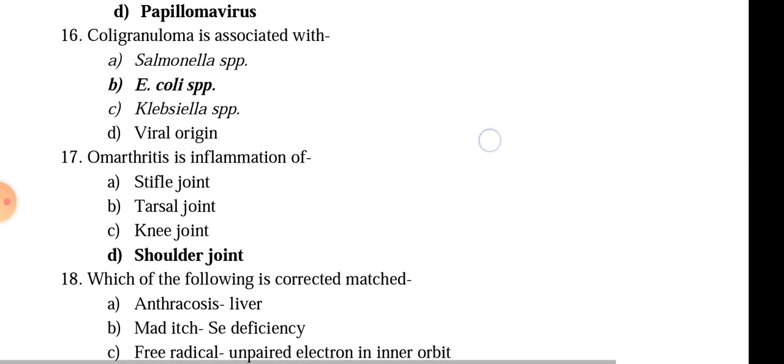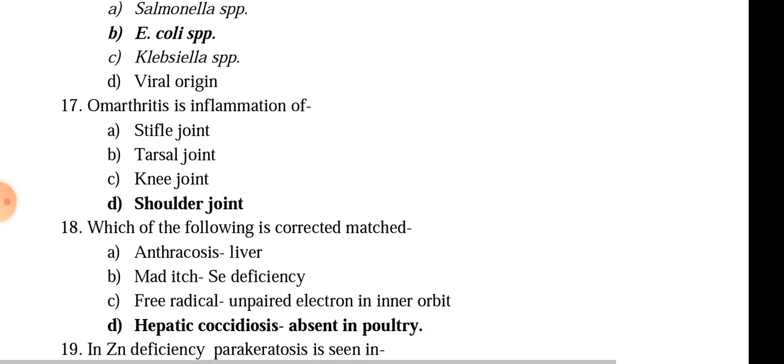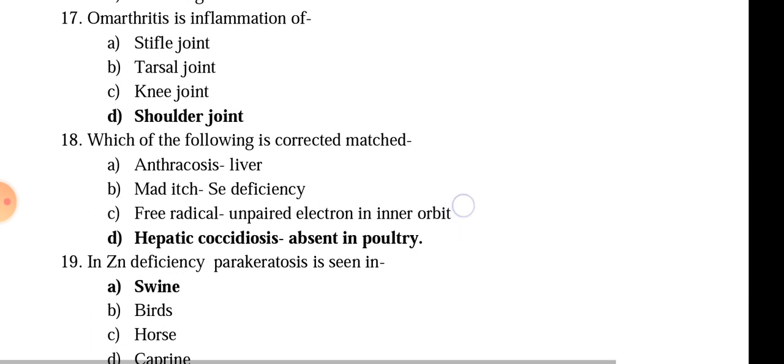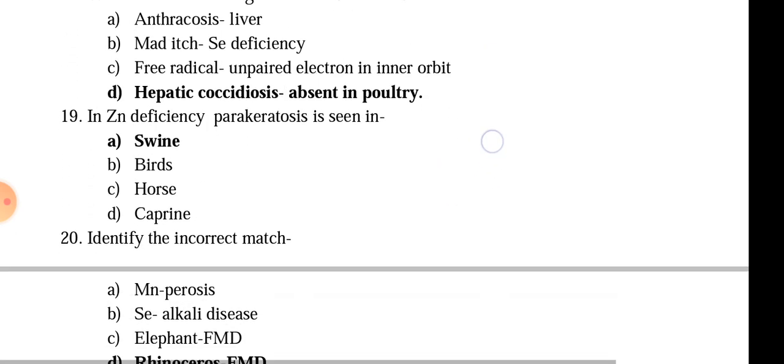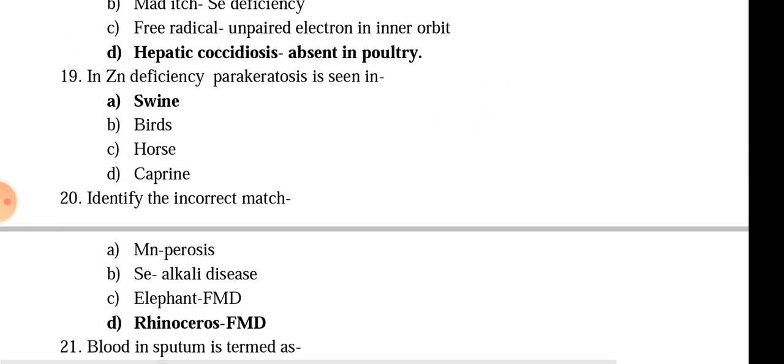Which of the following is correctly matched? Hepatic coccidiosis is absent in poultry. In zinc deficiency, parakeratosis is seen in swine. Identify the incorrect match. The others are correct: manganese causes cirrhosis, selenium causes alkali disease, and elephants have FMD. But the incorrect one is rhinoceros having FMD. Rhinoceros do not have FMD.